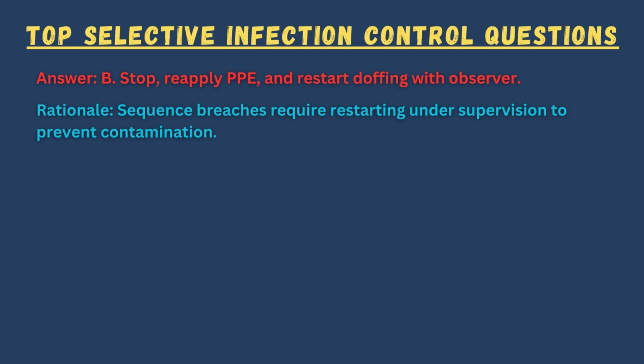Answer. B. Stop, reapply PPE, and restart doffing with observer. Rationale. Sequence breaches require restarting under supervision to prevent contamination.